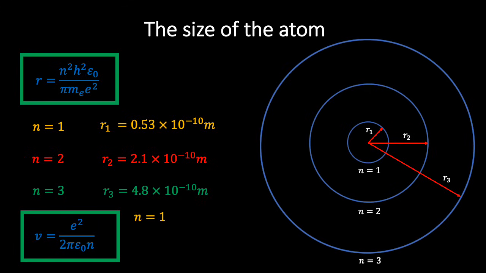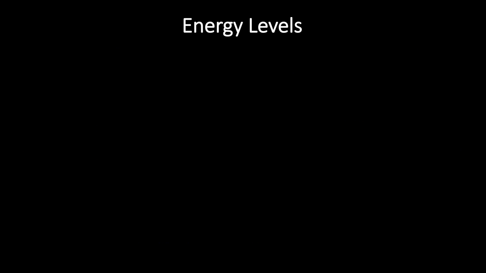In that case, we find a speed of 2.18 times 10 to the 6 meters per second, which is reassuringly less than the speed of light. And so Bohr was pleased to see that his model of the atom did not appear to violate Einstein's theory of special relativity.